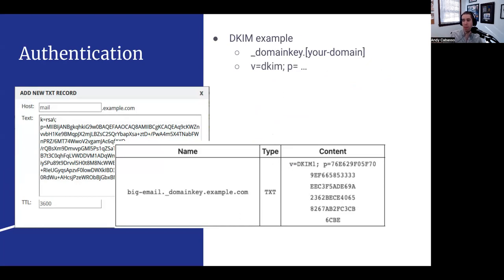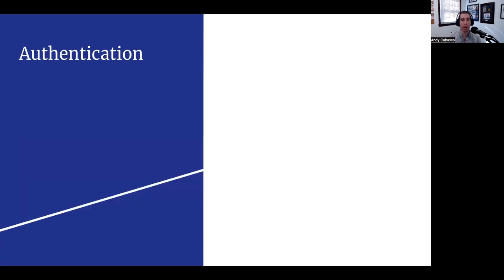It looks something like gibberish, numbers, letters, things like that. You kind of see here, no idea what all this is, but it's another layer here for authentication that helps your deliverability. And the last thing is a DMARC record.